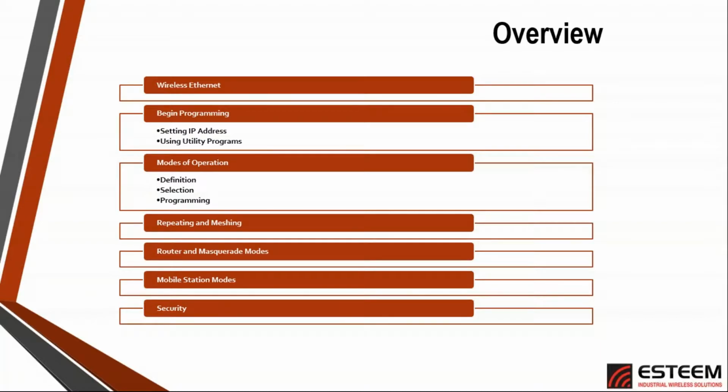Part 6, which will start, has the other modes of operation of the radios, the router modes, masquerade modes, and ultimately the mobile station modes. Within that section, we're also going to get into much greater detail on what the security mechanisms are. Those a lot fall under the mobile environment, so it'll make much more sense to cover it during that period of time.